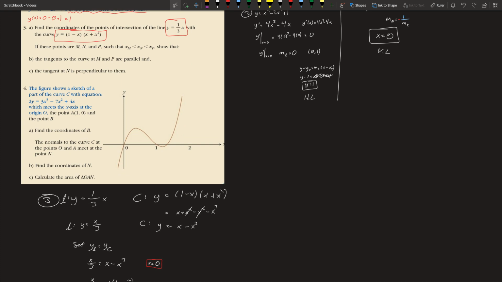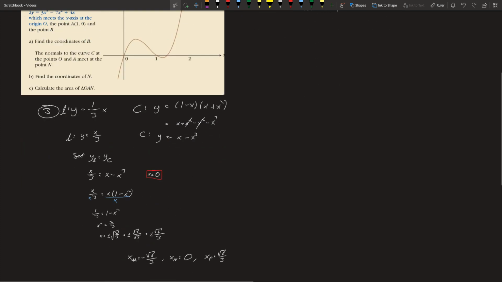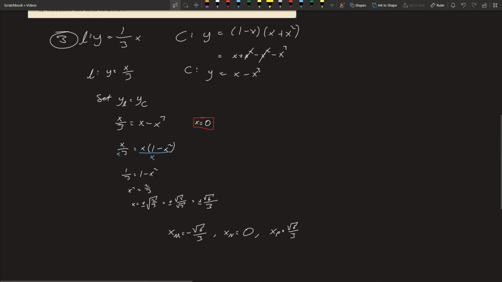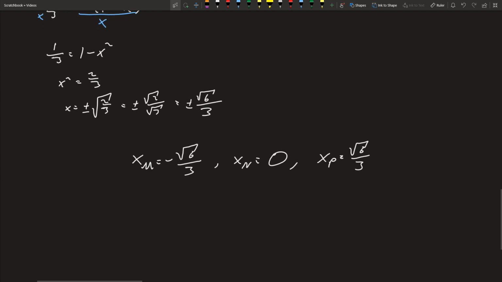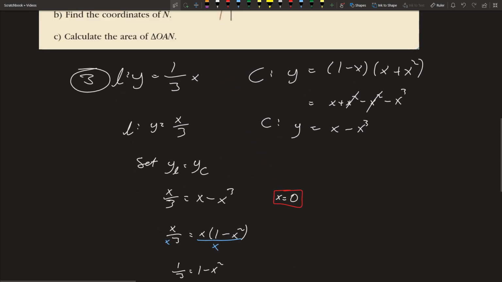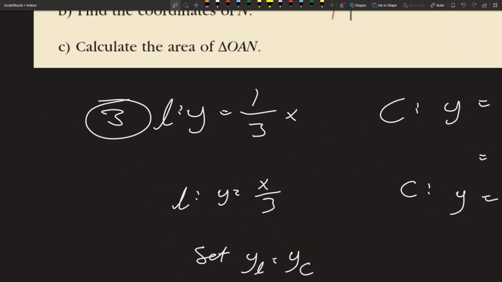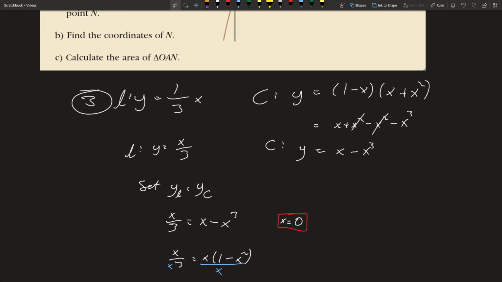We substitute, right? Since we set them equal to each other, that means we're finding the intersections. That means we can substitute those values in either the line or the curve, since they intersect at that point. Now, which one will we substitute into? Will we substitute into this equation or this equation? Obviously, we use the line because it's simpler, right?